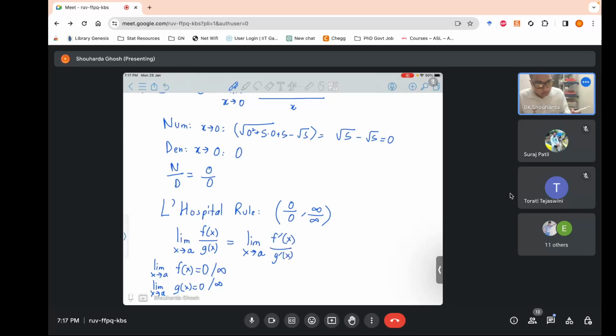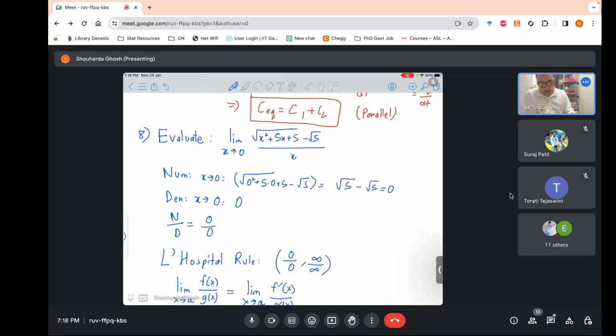If you see that both of them are again of the form 0 upon 0, then you can again apply it. You can keep on applying it only if you see that it is of the 0 upon 0 form. You can't apply L'Hopital's rule if it's 0 upon infinity or infinity upon 0 form. That means that the function will diverge. There is no limit. Fine.